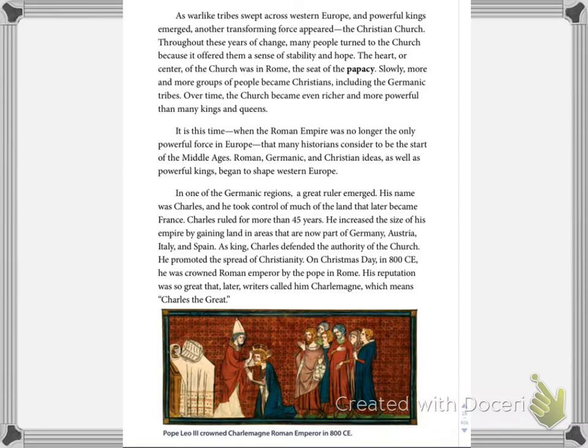So friends, on this page, we heard another event that happened in Europe that led up to the Middle Ages, and it's up in this first paragraph. Right here, the church became richer and more powerful than even many kings and queens. Okay? People turned to the church. More and more groups became Christians. That changed how Europe was going to function. And we also heard about Charles, who later became known as Charlemagne, which means Charles the Great.